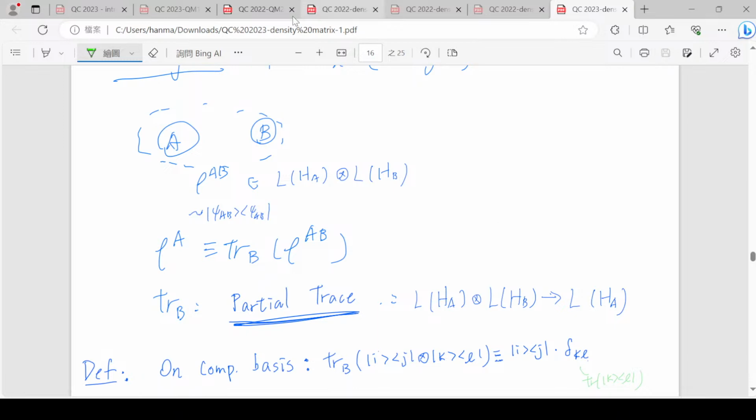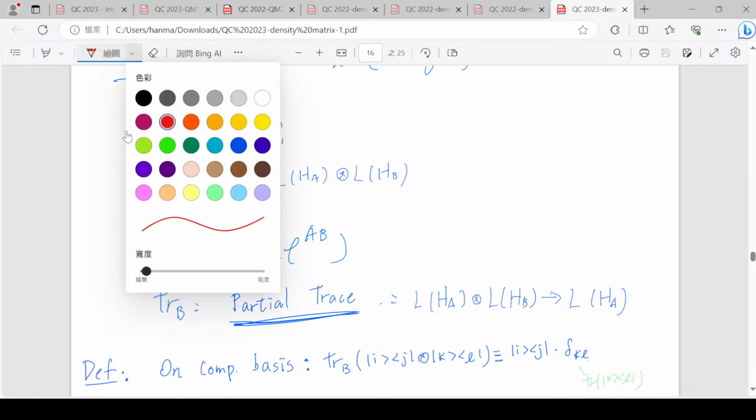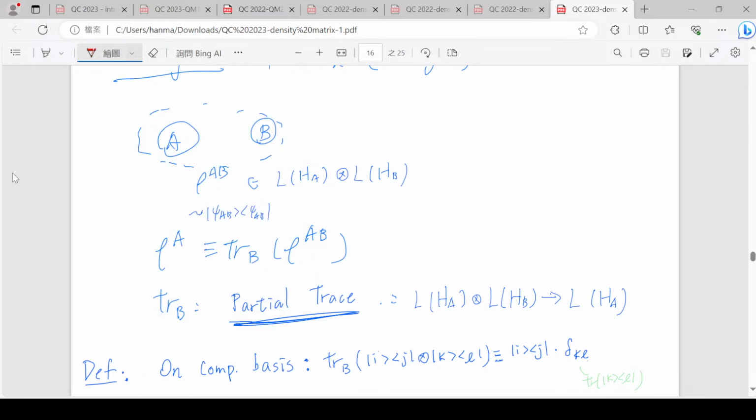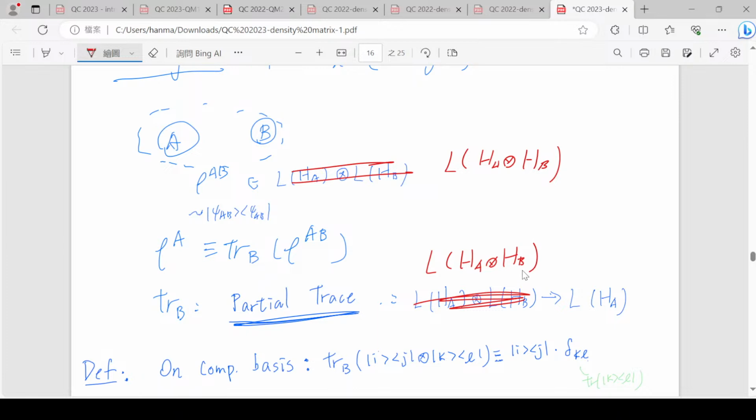I think I actually wrote this a little wrong. This is not in L of H_A tensor H_B. This is in L of H_A tensor H_B. I think this is more correct because this is not an entangled state. Anyway, hopefully everyone knows the space we are in. Those are not entangled states.